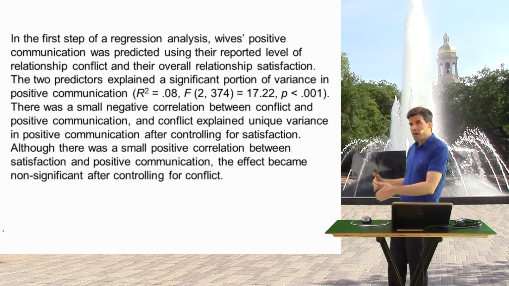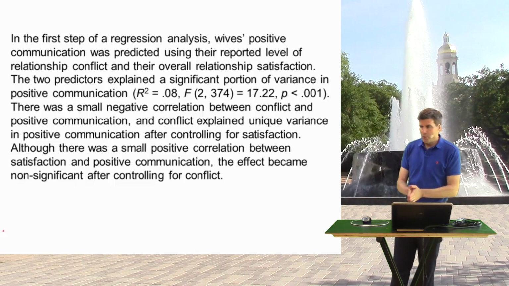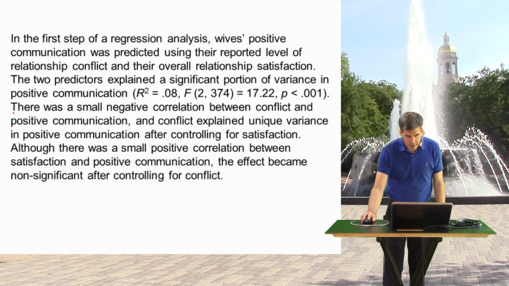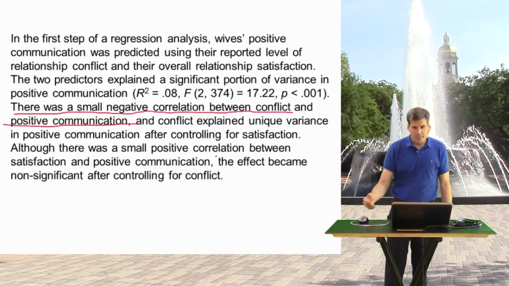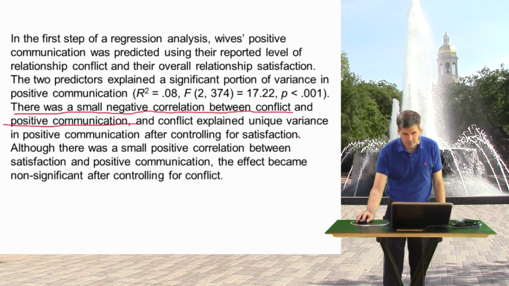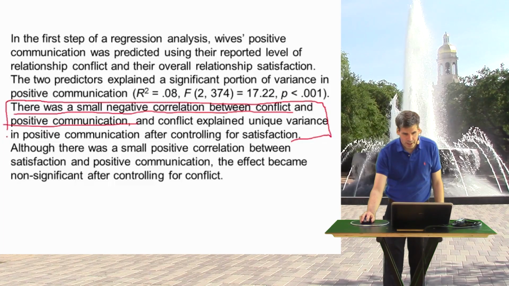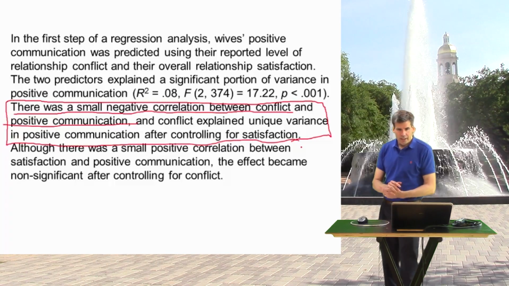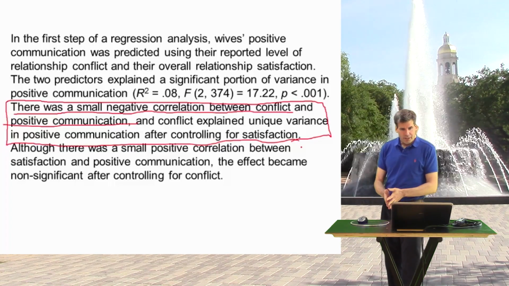So although I'm not putting a table, I will go ahead and summarize what was in that table if I had a table. So the same thing, we had a small negative correlation between conflict and positive communication, and conflict explains unique variance in positive communication after controlling for satisfaction. So that's that same template we looked at before for what you write if you have a significant correlation and a significant beta weight.